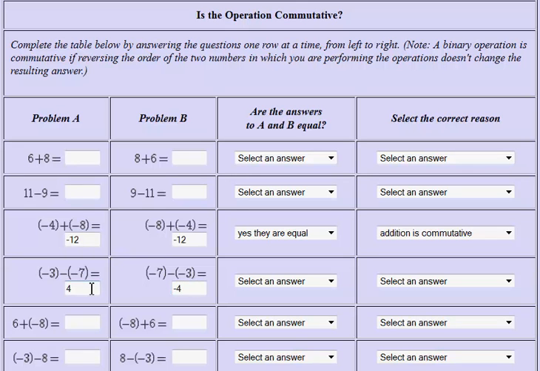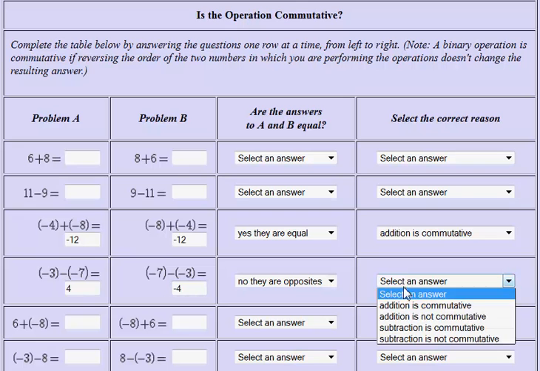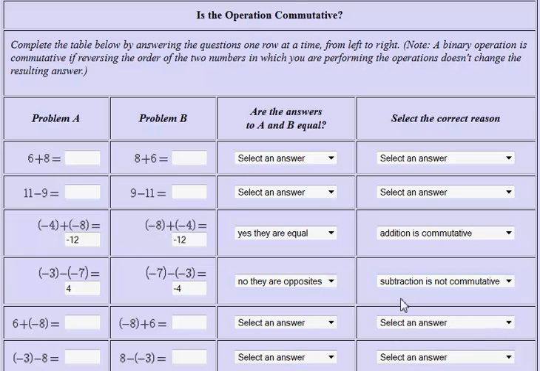Notice that in the first problem, problem A, we got an answer of 4. In problem B, we got an answer of -4. So are the answers to A and B equal? No, they are not. They are opposites. So we'll select the answer no, they are opposites of each other. And then the reason behind this is because subtraction is not commutative. Had it been commutative, we'd get the same answer to problem A as we did with problem B. So our correct reason is that subtraction is not commutative. That's the reason why we didn't get the same answer.